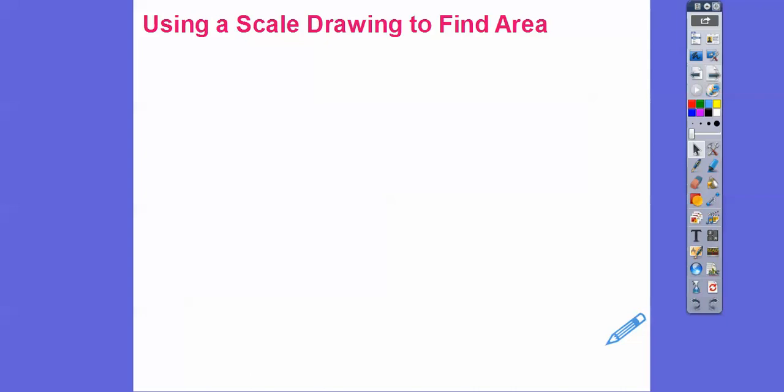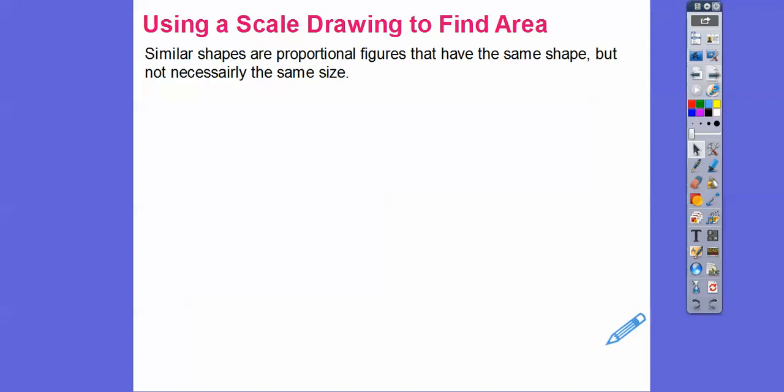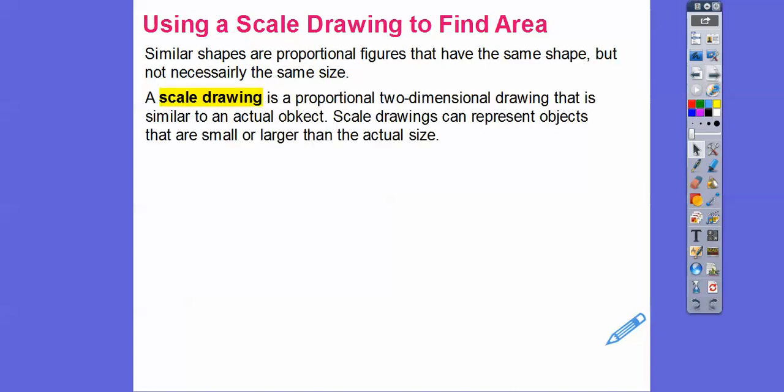So anyway, so using a scale drawing to find an area. So similar shapes are proportional figures that have the same shape, but not necessarily the same size. Okay, so a scale drawing is a proportional two-dimensional drawing that is similar to an actual object.